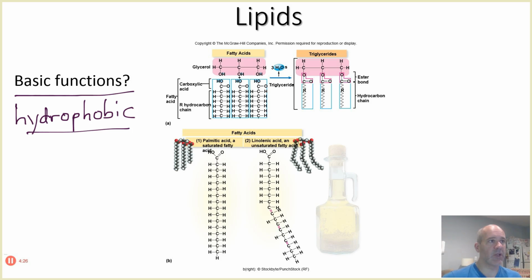Among your four major types of biological macromolecules, which again are your carbohydrates, your lipids, your proteins, and your nucleic acids, the lipids are the only ones that are hydrophobic, and that gives them special jobs and properties inside living things.